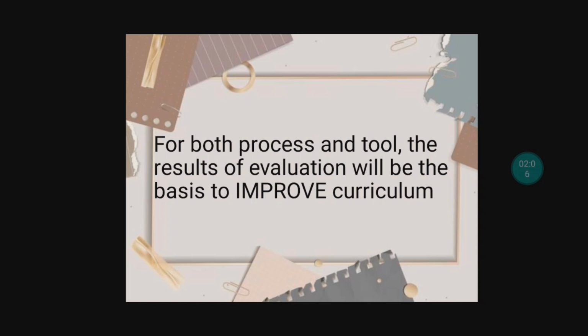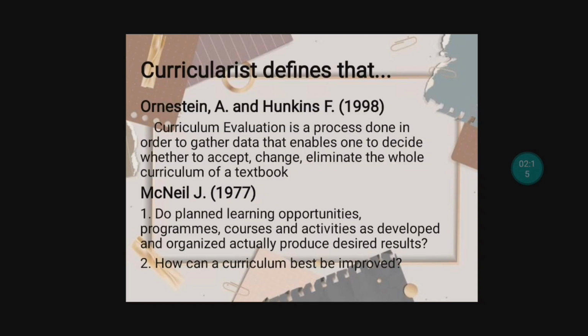So now, let's take a look at how curricularists define curriculum evaluation. According to Ornstein and Hunkins, curriculum evaluation is a process done in order to gather data that enables one to decide whether to accept, change, or eliminate the whole curriculum or a book. So, in other words, curriculum evaluation is a process of collecting data and information in order to gauge how effective the curriculum is and to know if the students are progressing and improving.